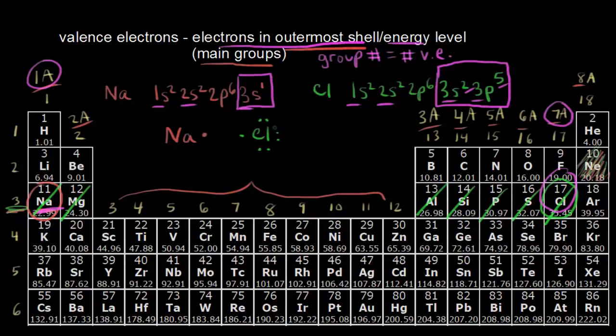The reason I picked sodium and chlorine is, of course, because sodium and chlorine will react together to form sodium chloride. Let's analyze what happens using our electron configurations. Sodium is going to lose 1 electron. A neutral atom of sodium has equal numbers of protons and electrons. But if sodium loses its 1 valence electron, I can show its 1 valence electron actually moving over here to the chlorine.